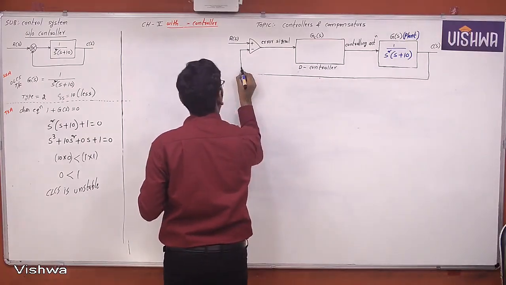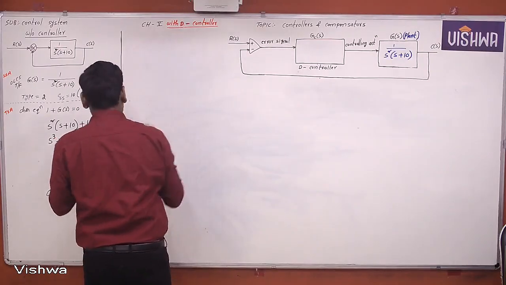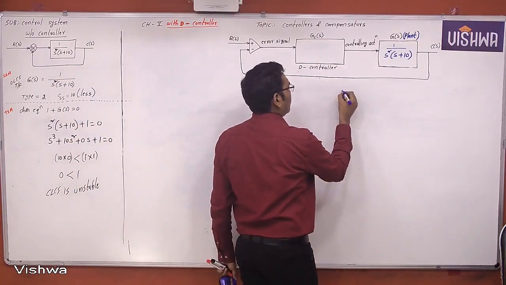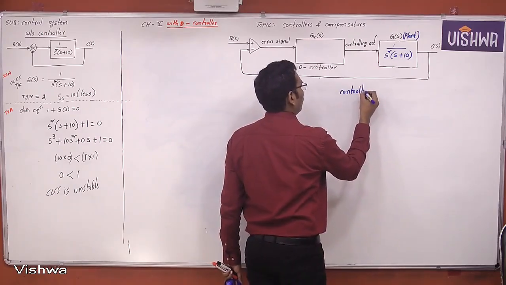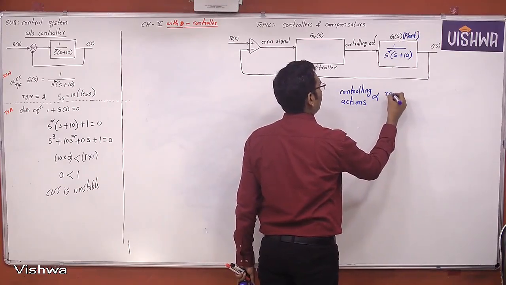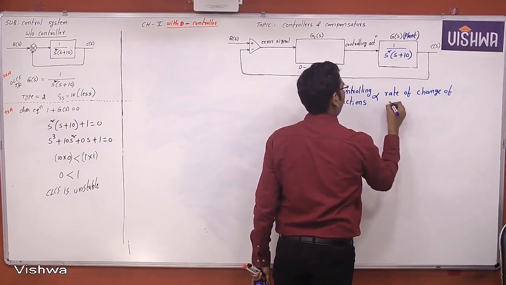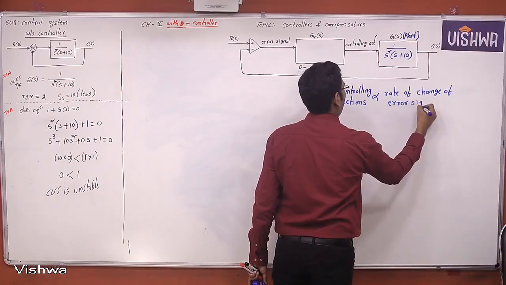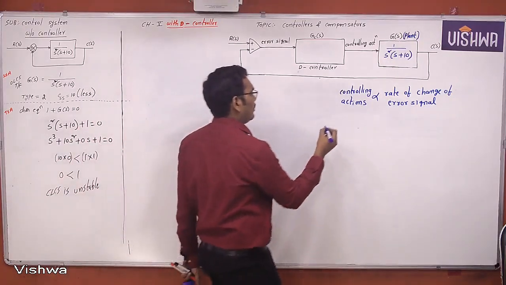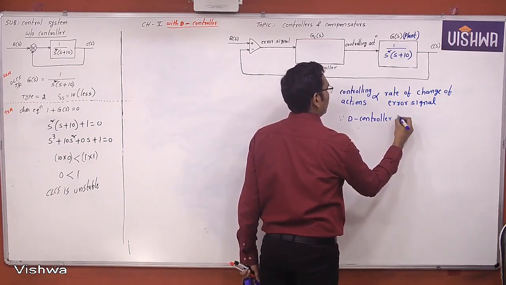Now this is with the D controller. First of all we will see what the D controller is. The D controller will produce controlling actions. You know that any controller whose controlling action is proportional to rate of change of error signal. Here the controlling actions are proportional to rate of change of error signals. Therefore the D controller is also called a rate controller.